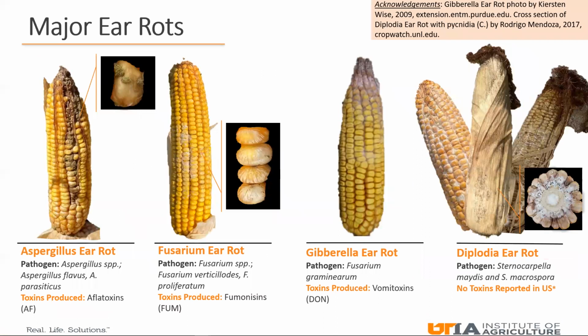So here's an overview of some of the more common or significant ear rots that we're going to go over a little more in depth today. We have Aspergillus ear rot, Fusarium ear rot, Gibberella ear rot, and Diplodia ear rot.